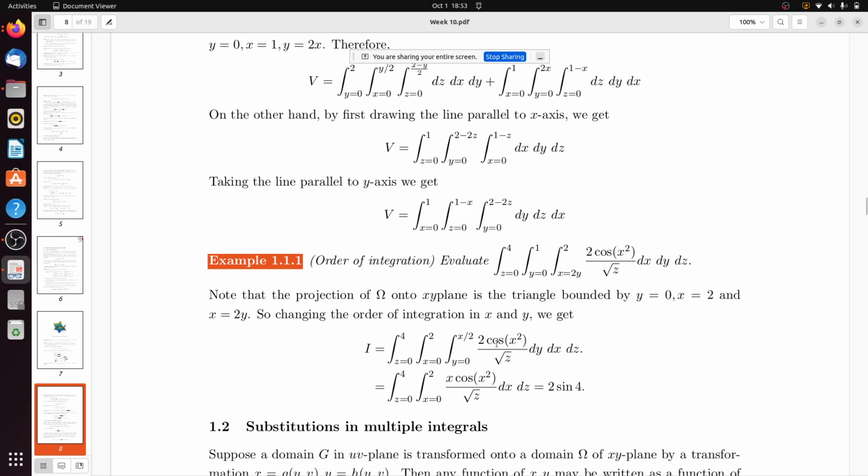So 2 into dy, and that is x by 2 limit, so that will be 2 into x by 2, which will be x, and that will be cos x square, so x cos x square.